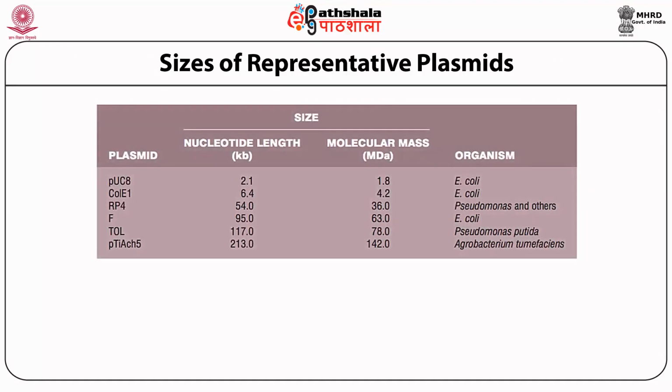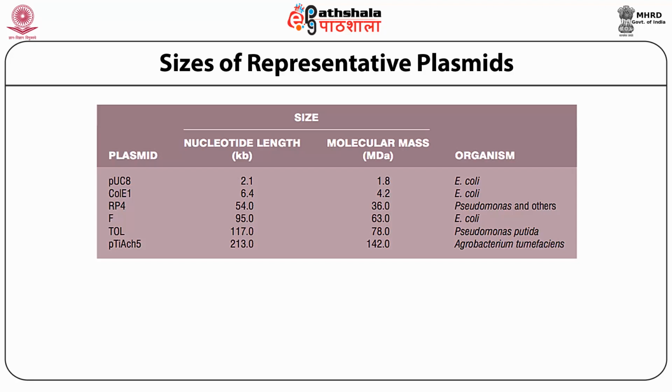This slide is included to show that these plasmids come in various sizes. For example, in the first column, the names of plasmids are given. On the left side, pUC8 is a small plasmid. It's about 2.1 kb in size. Molecular mass is 1.8 megadaltons. It can be replicated in E. coli. In fact, most of these can be replicated in E. coli, but these plasmids were originally isolated from various organisms, which are listed in the last column on the right side.